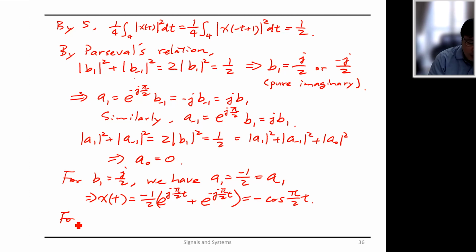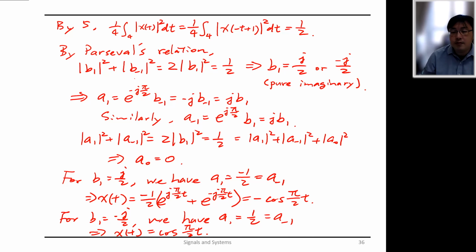Now, if you choose the solution of B1 equal to minus j over 2, then we have A1 equal to 1/2, equal to A sub minus 1. And in this case, x of t would be cosine pi over 2t.